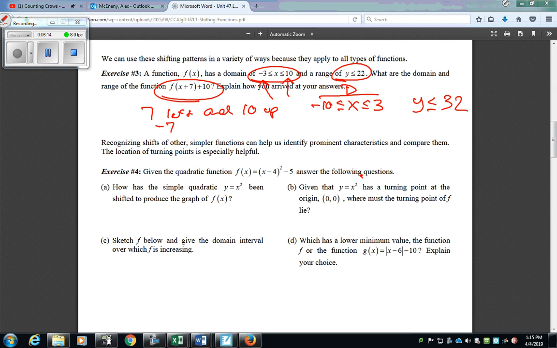Now we're going to talk about part of exercise 4. They give us this quadratic function in vertex form, and they're asking how this has been shifted. Well, this one's going to be 4 to the right and 5 down. Now our new graph, 4 to the right and 5 down, is going to have the turning point 4, -5.